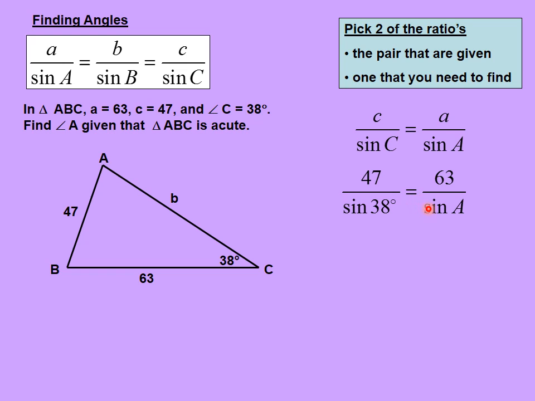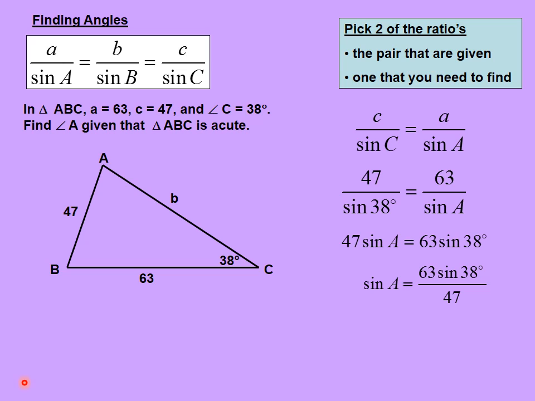Okay, let's cross multiply. So we're going to multiply across like this, and we're going to start with our A, our variable that's always missing. So 47 times sine A is how we write it, is equal to 63 times sine 38. Let's go ahead and put it like that. And you guessed it, I want to get rid of this 47, get this away from my sine A. It's got to go to the other side, and I'm doing a swing underneath here. So it looks like this.